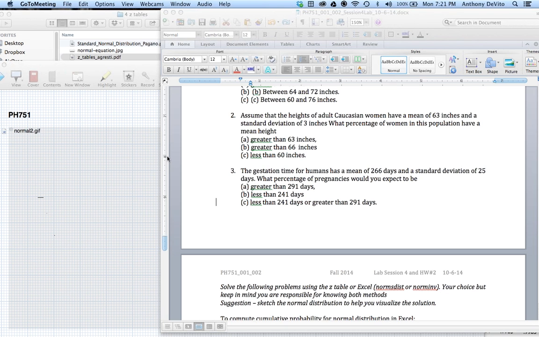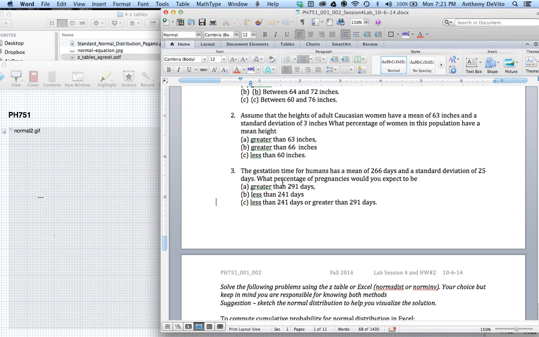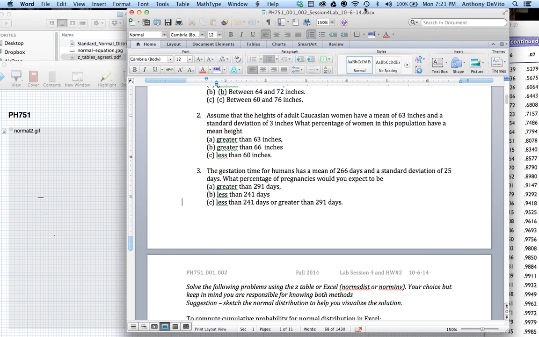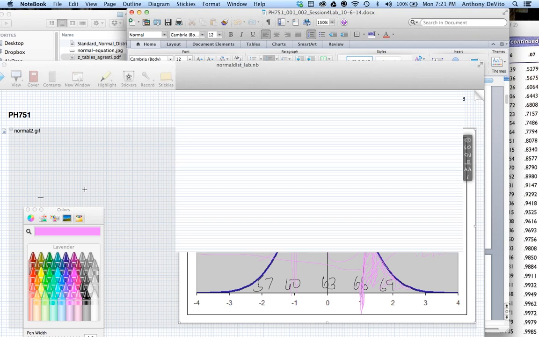Okay. All right, good. So at any rate, let's go on to the next one. Gestation time for humans has a mean of 266 days and a standard deviation of 25. Again, in all of these examples, we're making the assumption that it's a normal distribution. If you go on to epidemiology and find out that it turns out not to be a normal distribution, don't come back and complain. We're just using these as exercises.